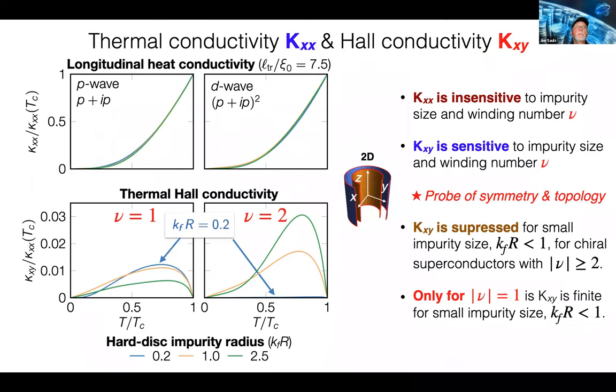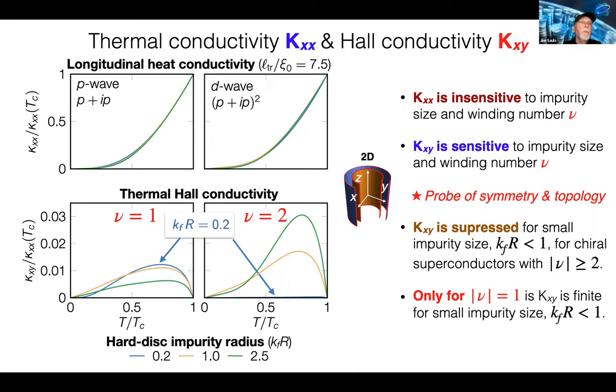So these are calculations by Wave. The upper panel shows the thermal conductivity, the longitudinal component. And the thing I want to draw your attention to is I've scaled it to the thermal conductivity in the normal state at Tc, so the scale is one. And the longitudinal conductivity is really insensitive to the impurity size. I've got several different impurity sizes, ionic radii in units of the Fermi wavelength. And it's also insensitive to the Chern number, the winding number ν. So you can see that in the case of P wave versus D wave, and for all of the different impurity sizes here. So this is the two-dimensional case, or that of a cylindrical Fermi surface, fully gapped chiral 2D.